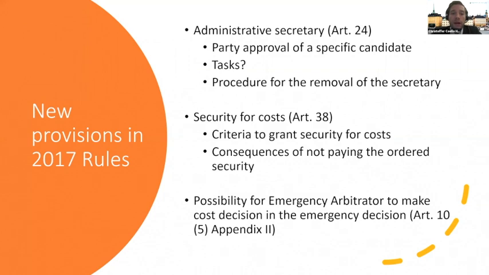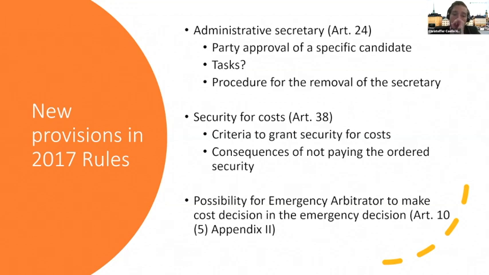Something to be kept in mind here is that the tribunal may at any point of the arbitration submit a proposal to the SCC for the appointment of a specific candidate as an administrative secretary, and the parties have to approve of that specific candidate. The candidate must also submit a CV and a declaration of impartiality and independence, just as the arbitrators. The tasks of administrative secretaries are not explicitly set out in the rules, but these tasks include administrative and clerical tasks and may not include decision making. There is also a procedure for the removal of administrative secretaries, and this is the same procedure as for arbitrators.